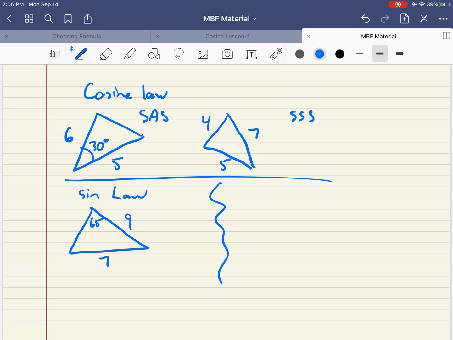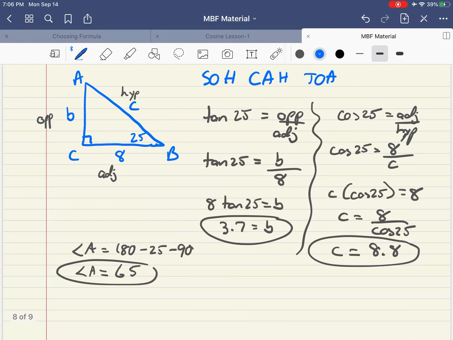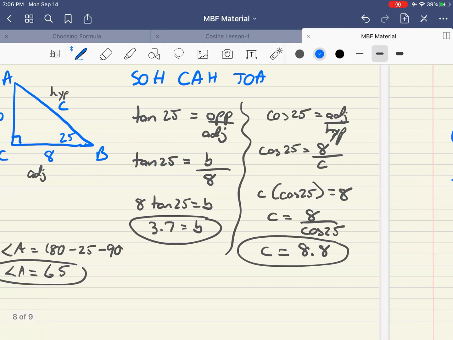And finally, the last one is going to be your SOH CAH TOA type questions. And SOH CAH TOA is any triangle that has a 90 degree angle in it. Okay? If you've got a 90 degree angle, that's pretty much guaranteed going to be SOH CAH TOA. And you keep life simple. They're not too difficult usually when you're using your primary trig ratios.